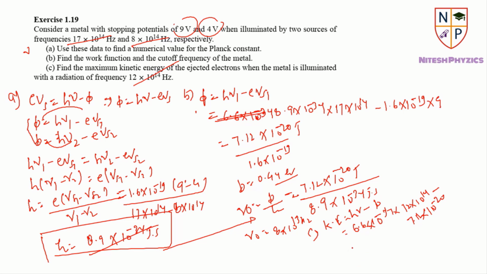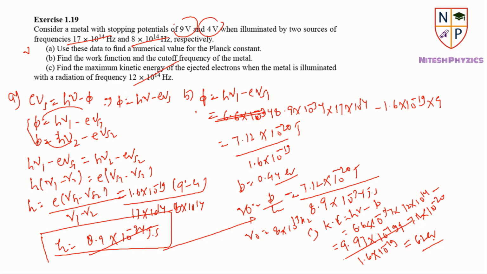Okay, after calculating, we will get the value of kinetic energy as 9.97 into 10 to the power minus 19 joule. To get it in electron volt, just divide by 1.6 into 10 to the power minus 19. Then it will be equal to 6.2 electron volt. So like this we have successfully calculated the value of Planck constant in the first part, the work function and the cutoff frequency of the metal, and finally the maximum kinetic energy of the ejected electron.